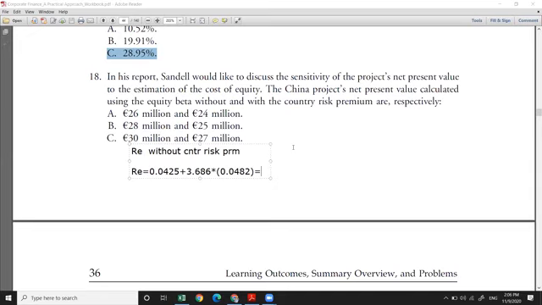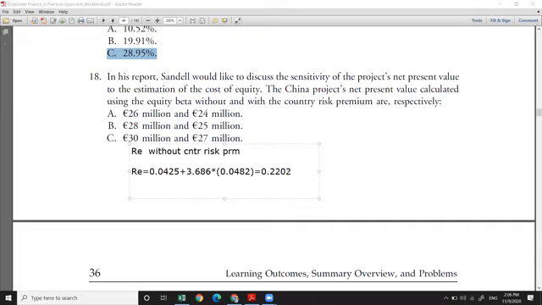You calculate, and it should come as 0.22. Sorry, my computer stuck.